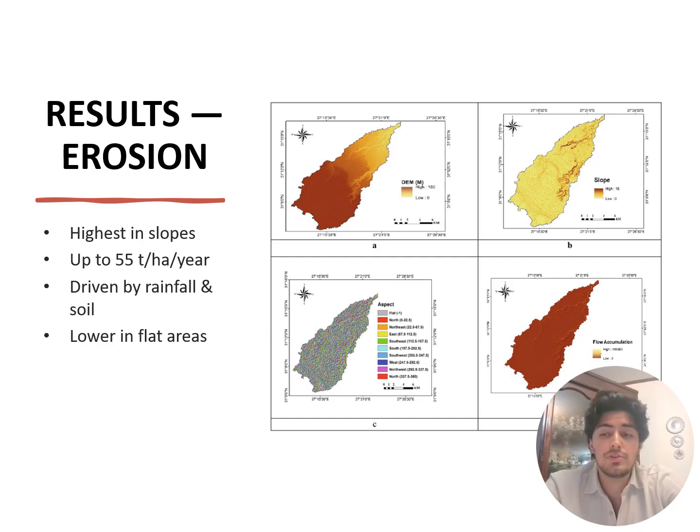Regarding soil erosion, the highest values were found in areas with steep slopes. In some cases, soil loss reached up to 55 tons per hectare per year. This highlights the importance of factors such as topography, climate, and soil characteristics.